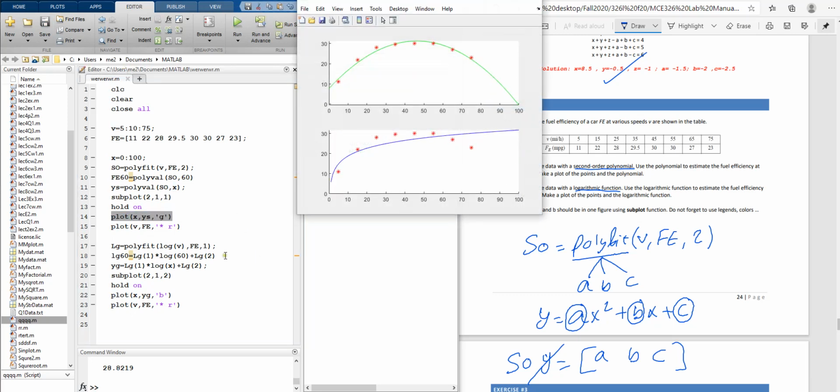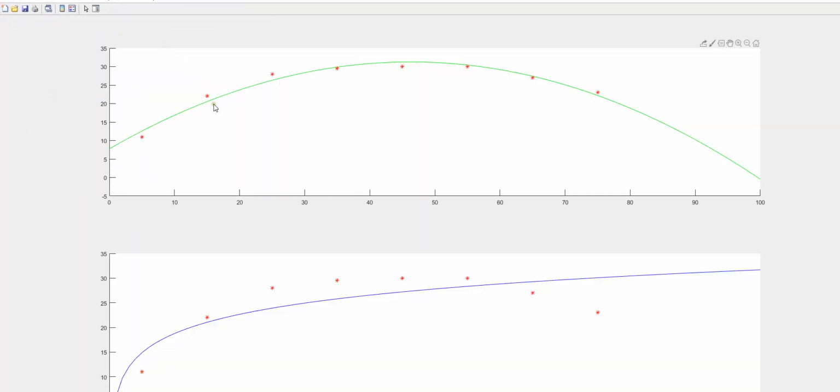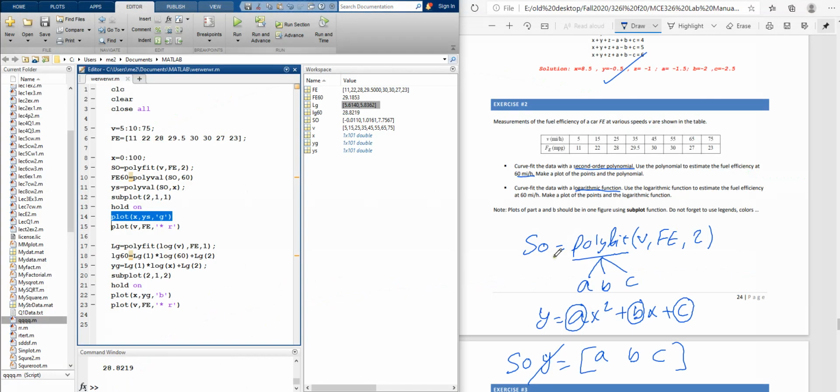Run the program again. See, we have two plots here. As you see, we have the original data with the second order, and the original data with the logarithmic. So the second order seems better than the logarithmic function. So this one is done now.